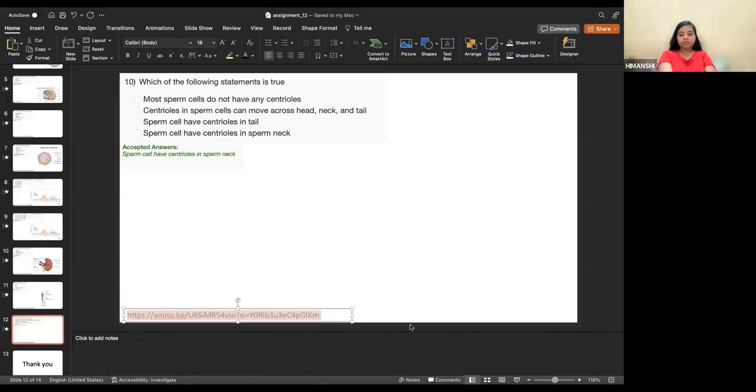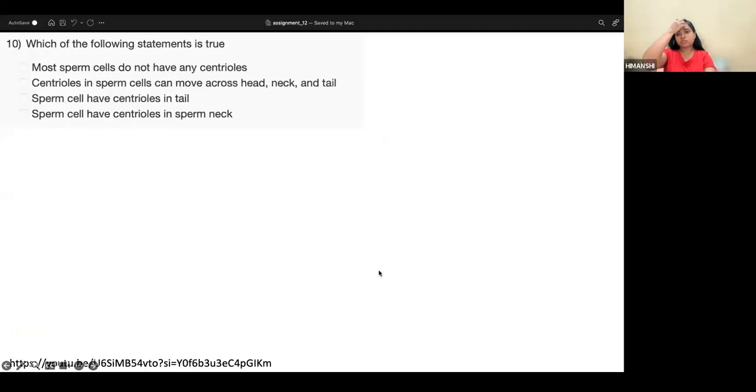So as I mentioned, it was very detailed information about the structure of a sperm, and now you know what are the different parts of sperm as well as what these parts are composed of.